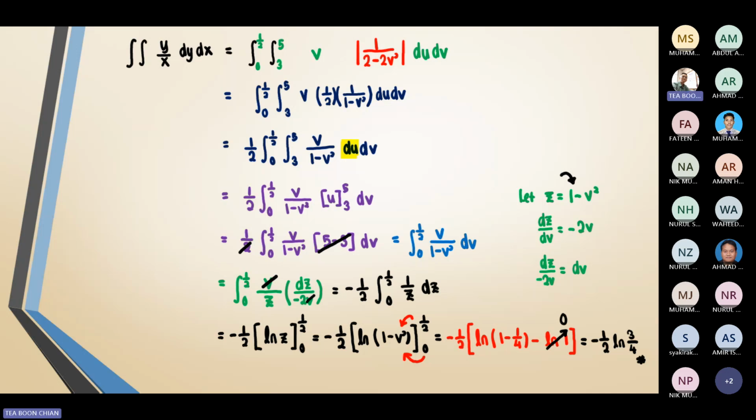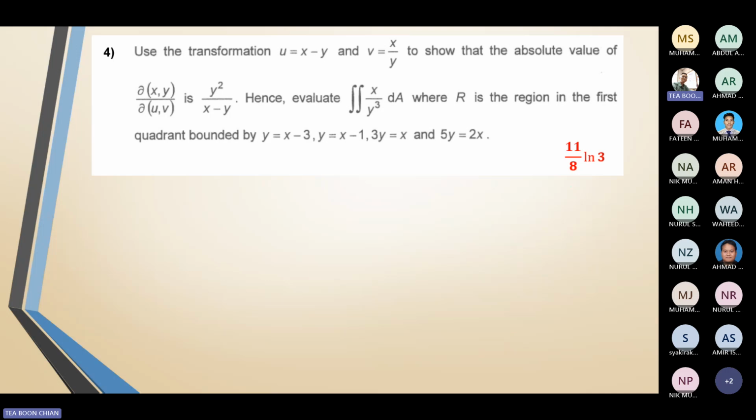All right, next, the second question is also about UV transformation. As you can see here, the form will be slightly similar. This is question number 4 taken from the lecture slide. Now use the transformation u equals x minus y and v equals x over y to show that the absolute value of the Jacobian is y squared over x minus y.